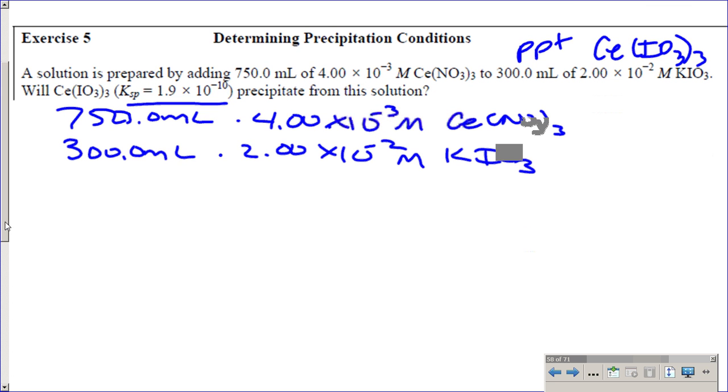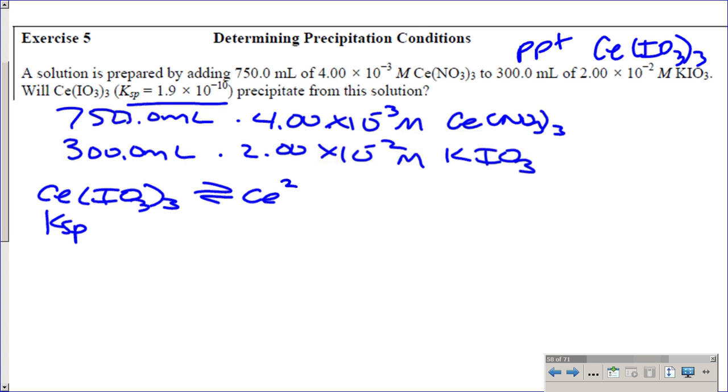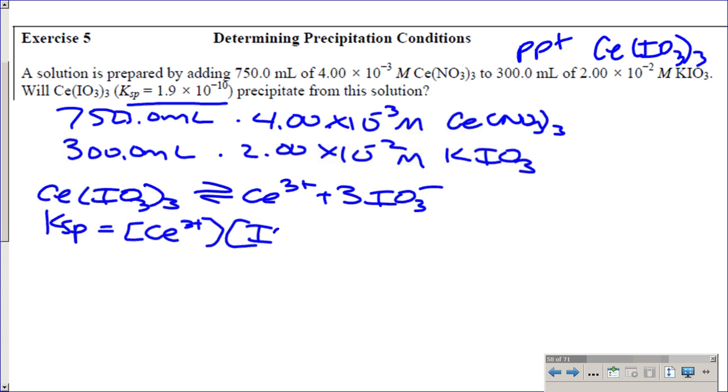But you know your other stuff. You know you have to write out your Ksp expression. So cerium iodate equilibrates to cerium 3 plus and 3 iodates, because there's a subscript of 3. So that's going to be Ce 3 plus times iodate to the third. Good. I like to just write it because I'm scared I'm going to forget to explain it sometime. When you go fast and furious, you do forget stuff.